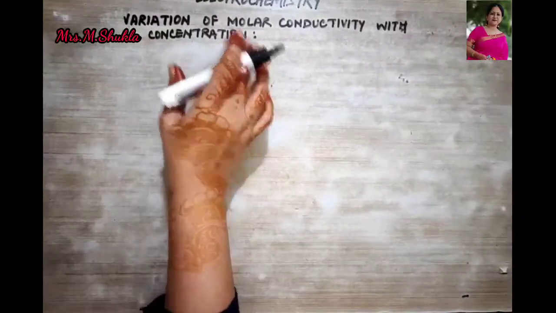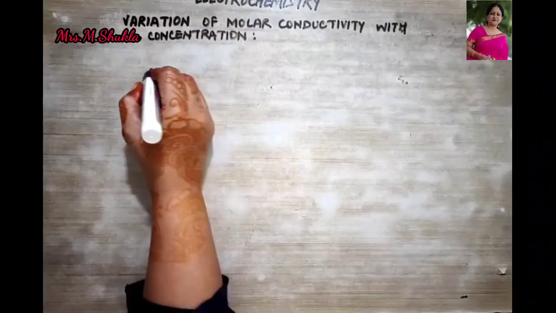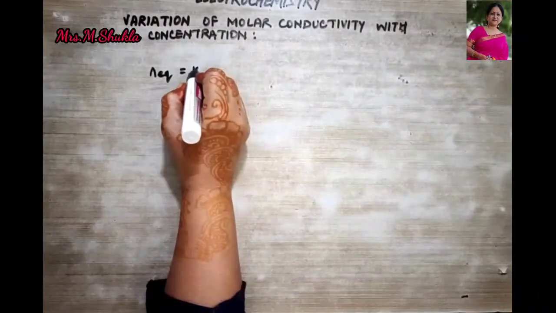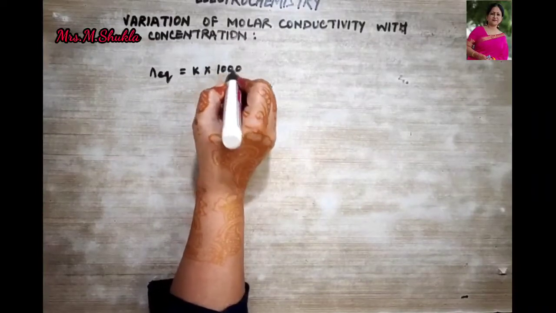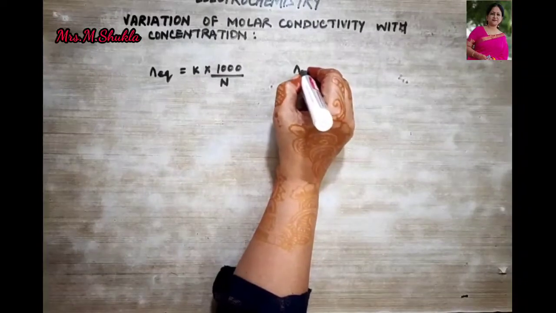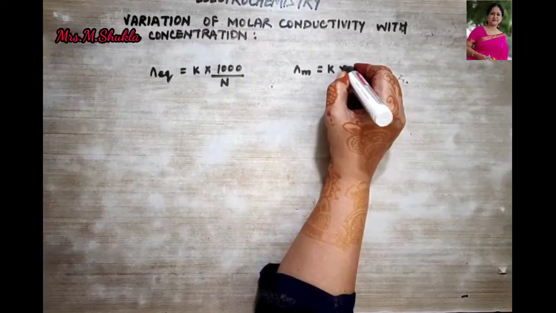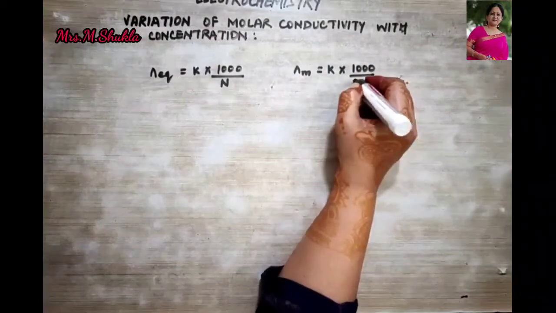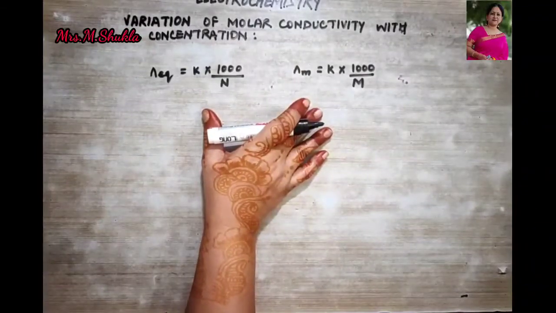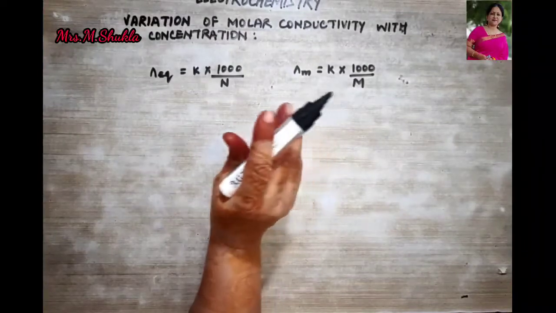So in the previous video we had studied certain formulas like, for example, equivalent conductivity. What was equivalent conductivity? It is equal to specific conductivity into 1000 upon normality, right? And what is molar conductivity? Molar conductivity was also equal to specific conductivity into 1000 upon molarity, right? So from these two formulas, what do we understand? That specific conductivity is proportional to molar conductivity.